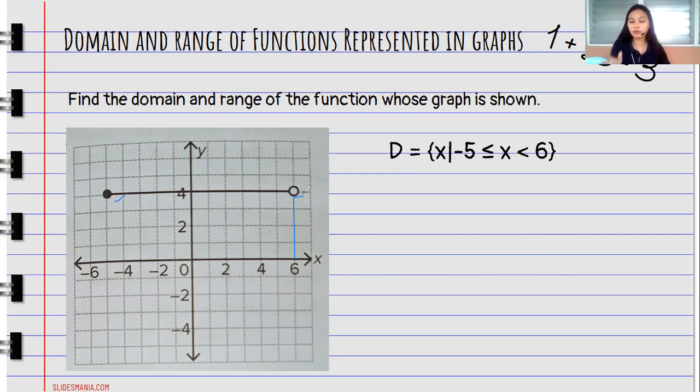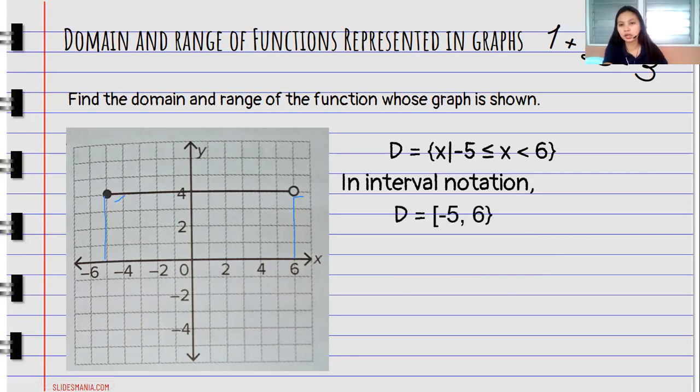Magsa-start kayo kay +5, pababa. 5, 4, 3, 2, 1, 0, -1, and so on. Okay? Up to -5 lang po. Kasi ito may shade siya. Kasali po siya. Okay? And then, our range, and interval notation is -5 to 6 po. Ang range naman po natin will be y such that y equals to 4 po. Bakit po ayan lang? Kasi po, ayun lang po yung na-intersect natin dito sa y. Okay po?